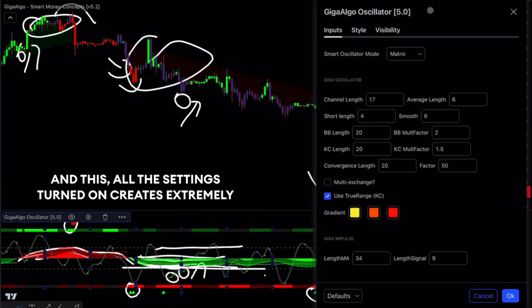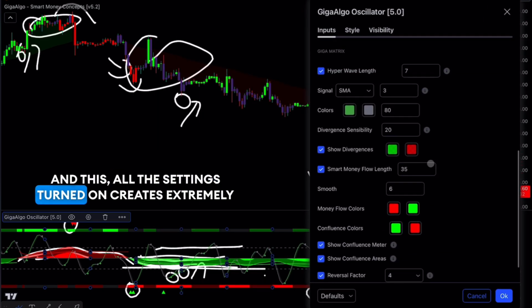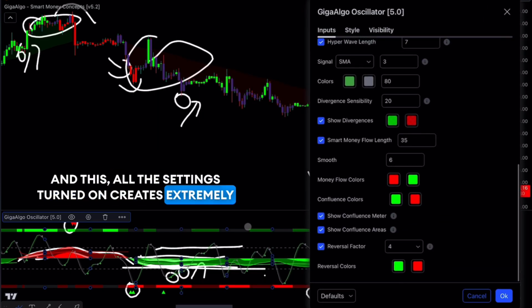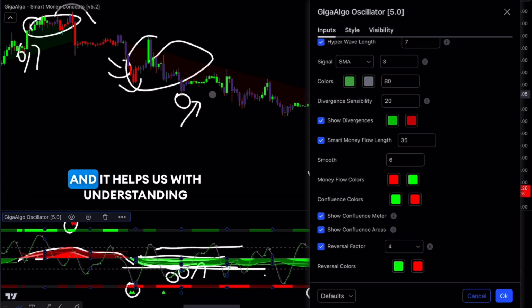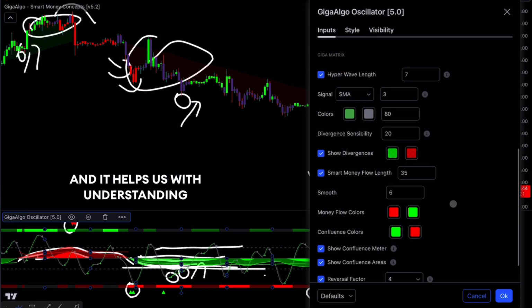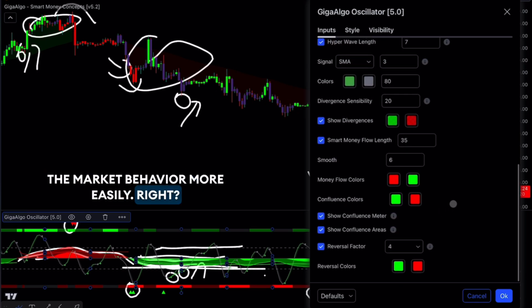And this, all the settings turned on, creates an extremely powerful tool we can use within our trading strategies, and it helps us with understanding the market behavior more easily, right?